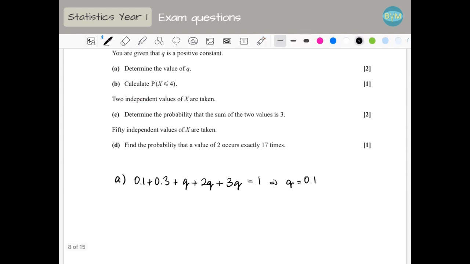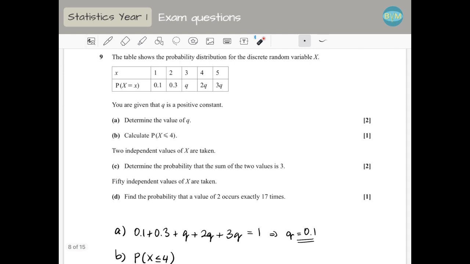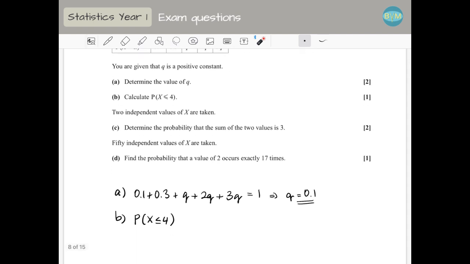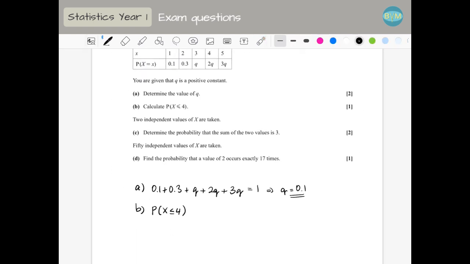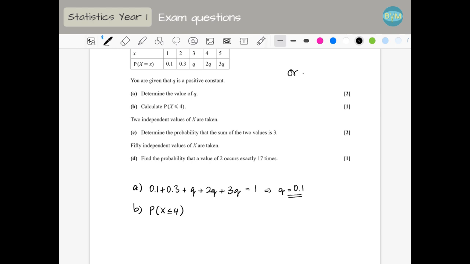Calculate the probability of x being smaller or equal than 4. So the probability of x being smaller or equal than 4 is the probability of being 1, or 2, or 3, or 4. So we are going to add those probabilities. Remember, when I say or, I add. When I say and, I multiply. It's a way of remembering.